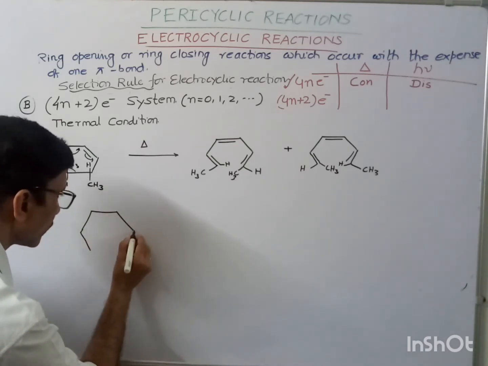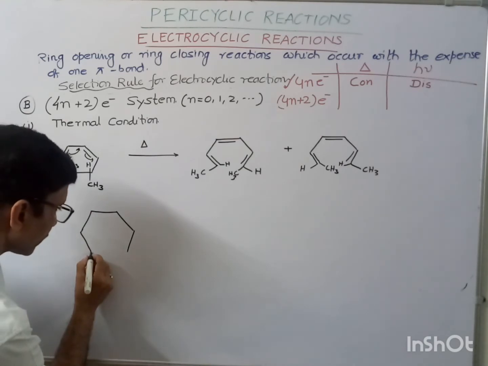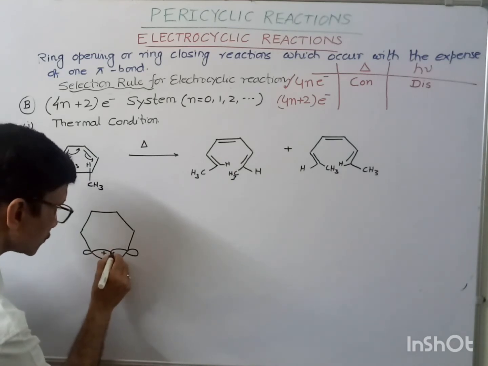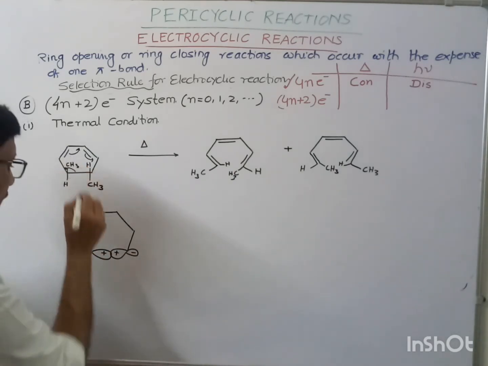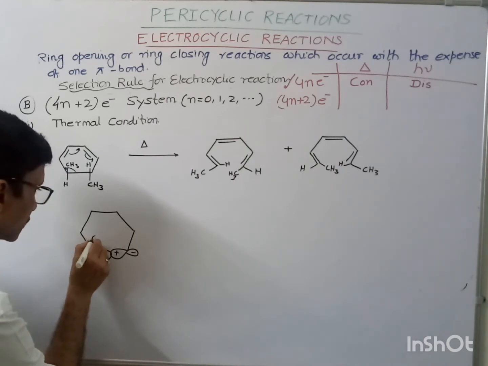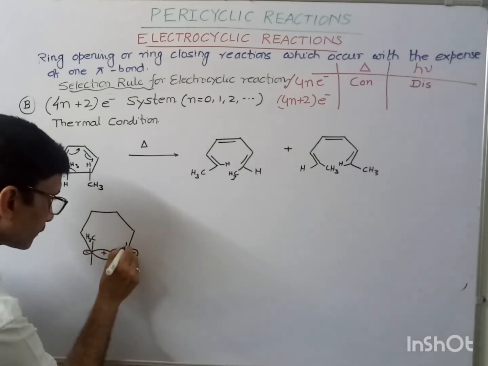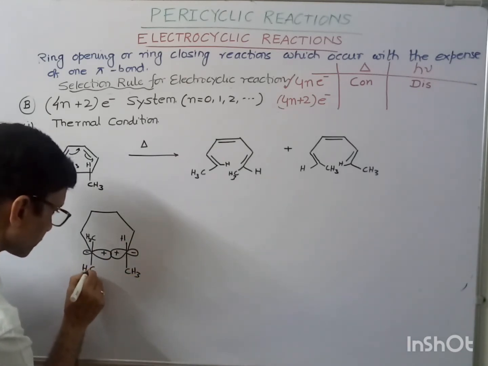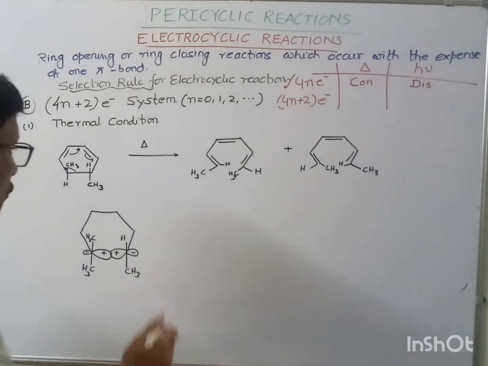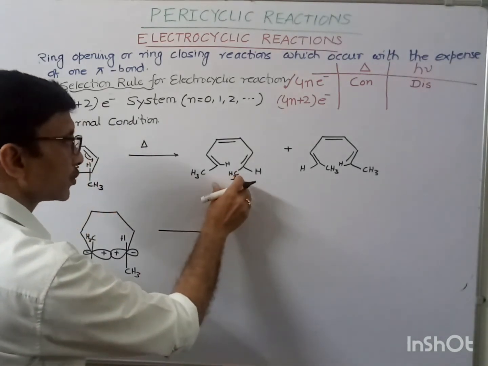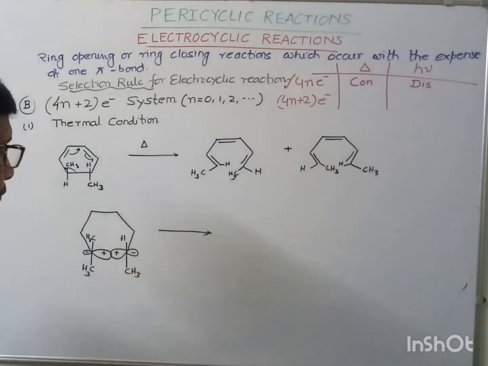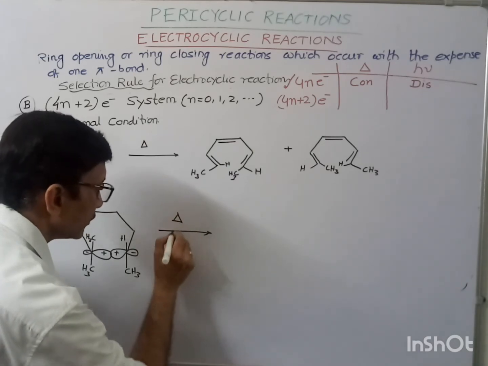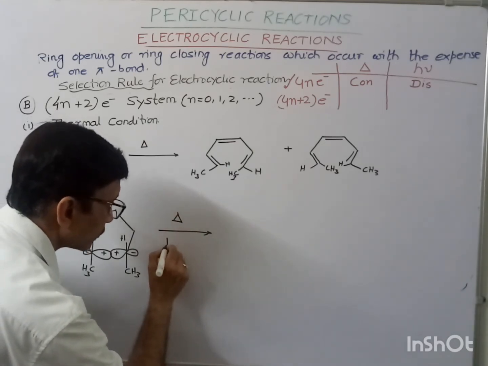I am not drawing this pi bond here. I have drawn this orbital here. So this is the sigma bond and this is your methyl group, hydrogen, methyl. Okay, so let me rotate. Such a product will only be obtained when the orbitals undergo disrotatory motion.